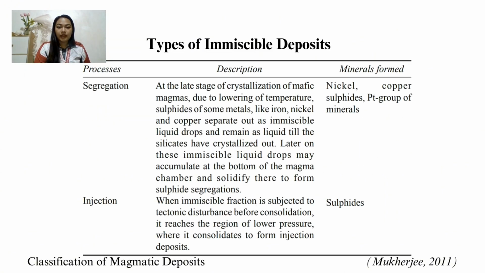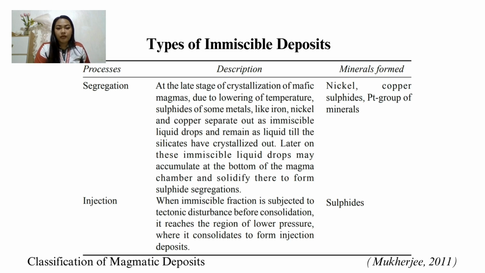Similar to late magmatic deposits, immiscible deposits also develop through segregation and injection processes. First is the segregation processes. During the late stage of magmatic crystallization, a drop in temperature causes metal sulfides such as iron, nickel, and copper to separate as immiscible liquid droplets within the magma.